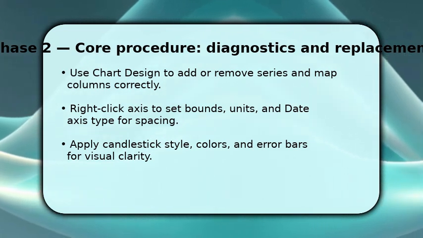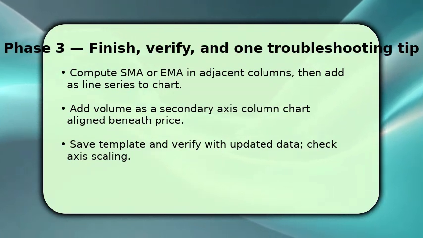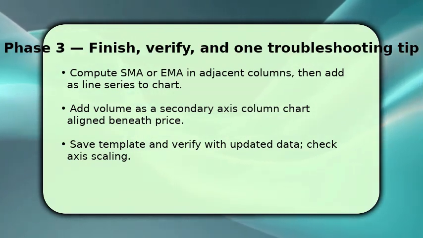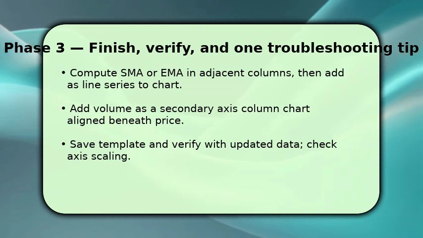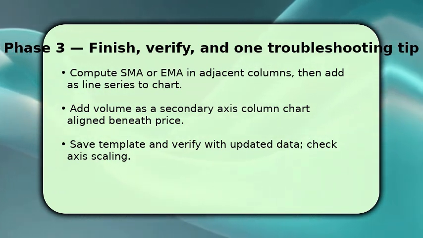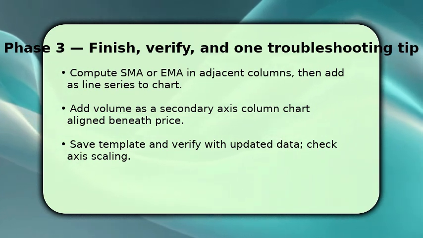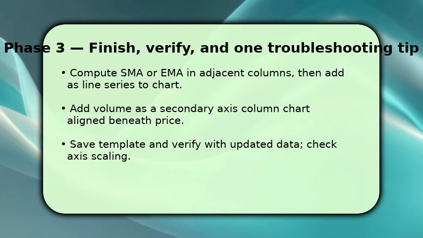Calculate indicators like a 20-period SMA or an EMA in new columns, then add those ranges to the chart as line series so you can see trend context. If you track volume, plot it as a clustered column on a secondary axis and align its scale with the price pane. Once done, save the chart as a template for reuse.